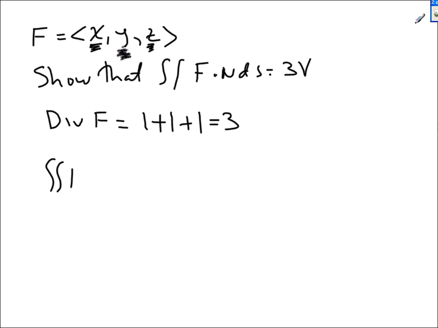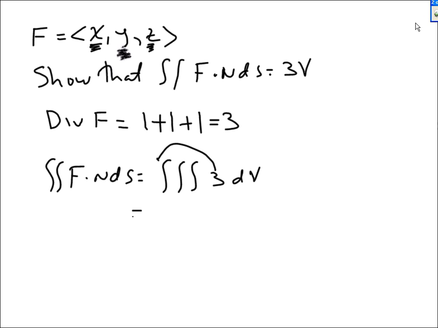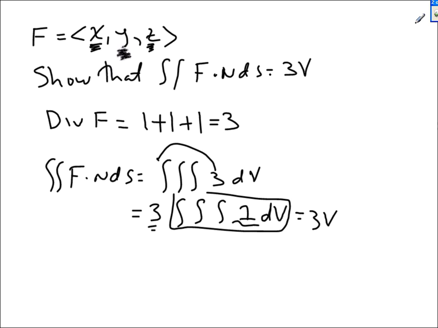So the double integral of f dot n ds is equal to the triple integral of the div of f, which happens to be 3 dv. This 3 can come in front. Well, whenever you have a triple integral of 1 dv, what you get back is the volume. You get back v. This here is v. 3 times v. Exactly what we said we would get.